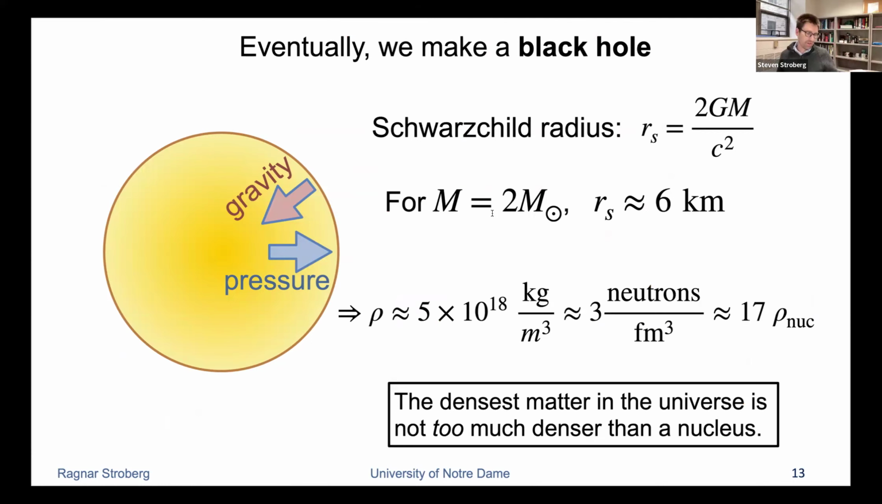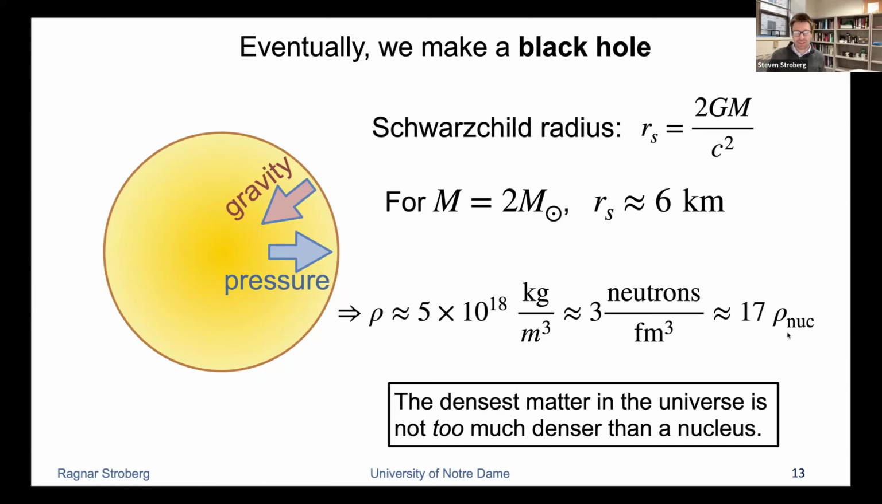So if we think about something like, say, twice the mass of the sun as something that would be big enough to have these densities, the Schwarzschild radius is going to be something like 6 kilometers. And so you think about the density that corresponds to. Now we're talking about 3 neutrons per cubic femtometer. This is really high. So this is like, I would say, 17 times nuclear density. So that's much higher than nuclear density, but it's not crazy higher than nuclear density.